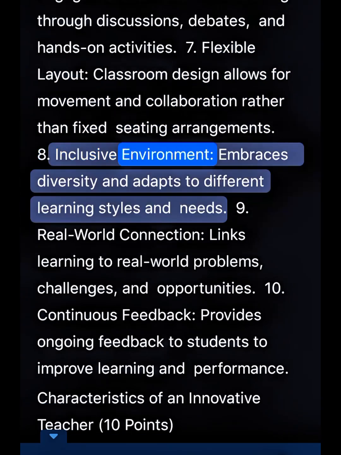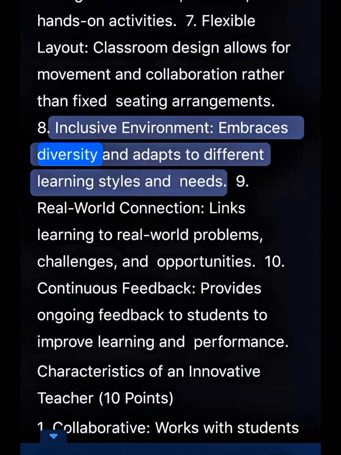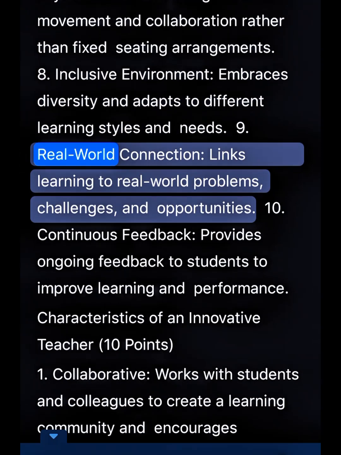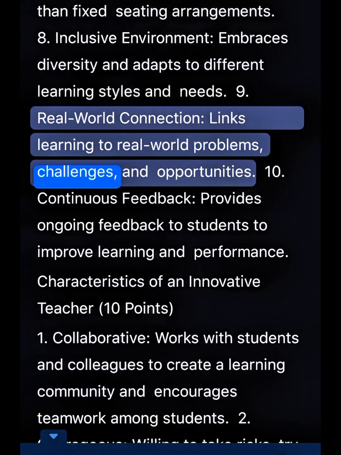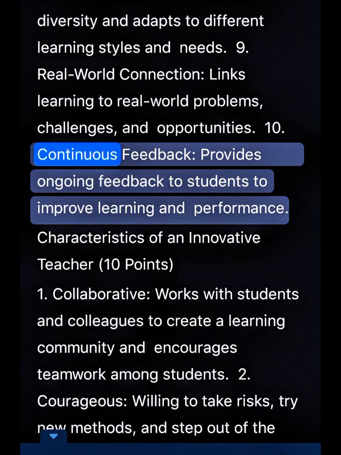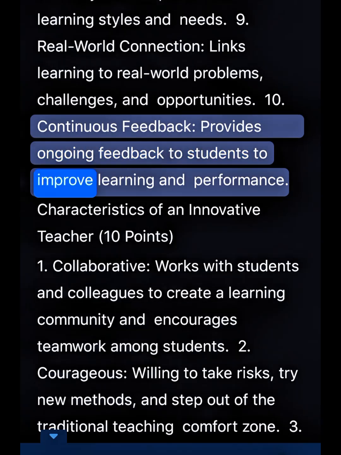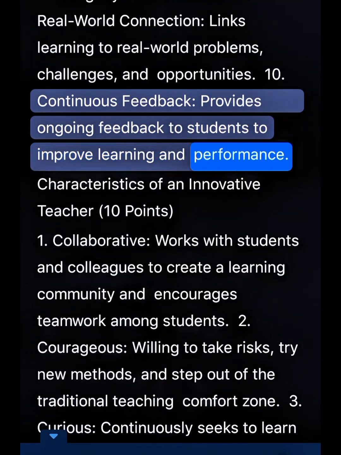8. Inclusive environment: embraces diversity and adapts to different learning styles and needs. 9. Real-world connection: links learning to real-world problems, challenges, and opportunities. 10. Continuous feedback: provides ongoing feedback to students to improve learning and performance.